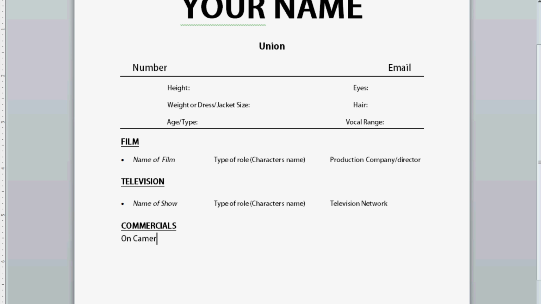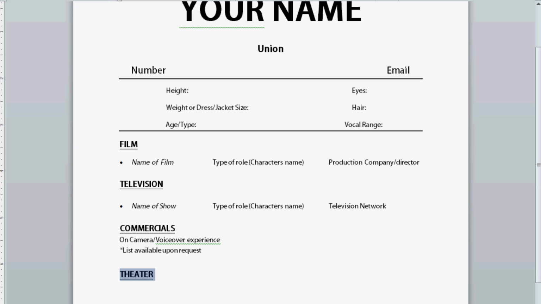So what you're gonna put for commercials is on camera / voiceover experience, if you have either of those two. And then you're gonna put list available upon request, so they can ask if they want to see your commercial credits. And lastly, for your credits, we have moved on to theater.